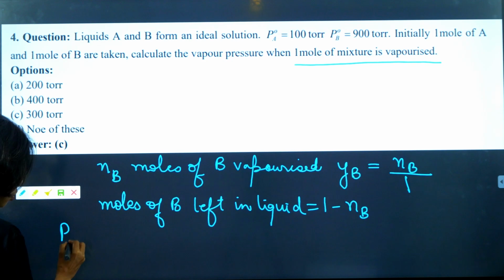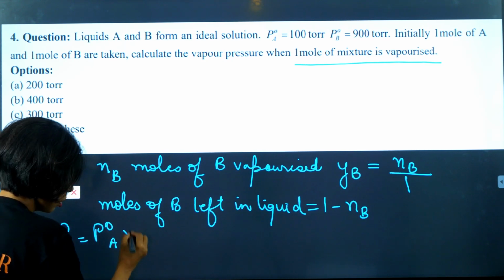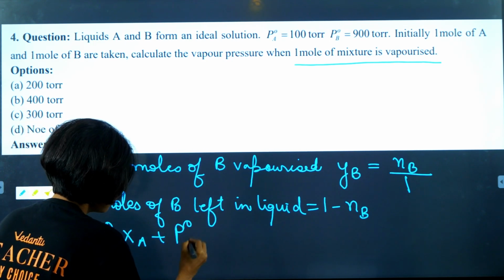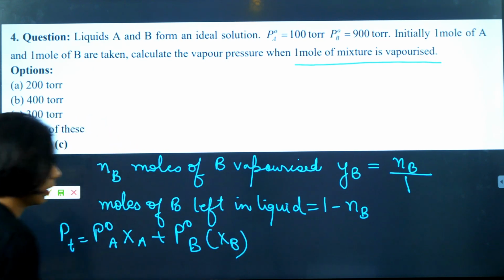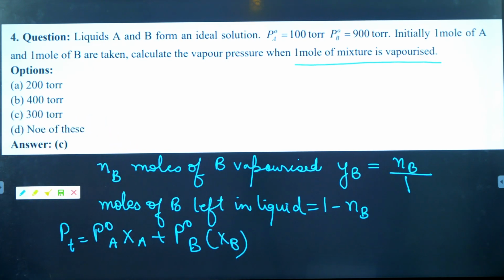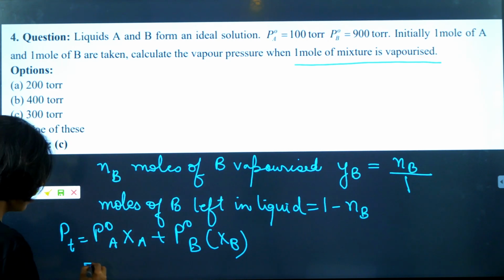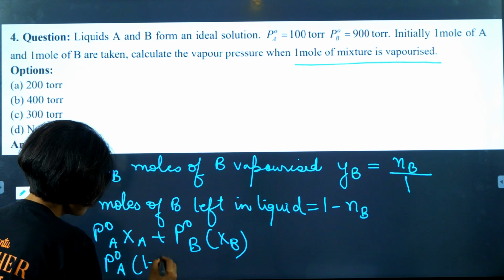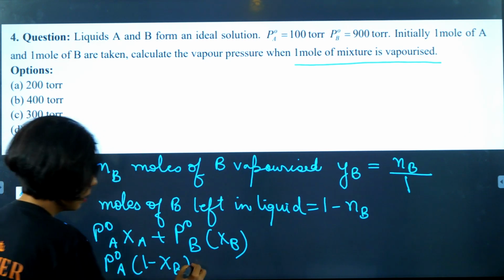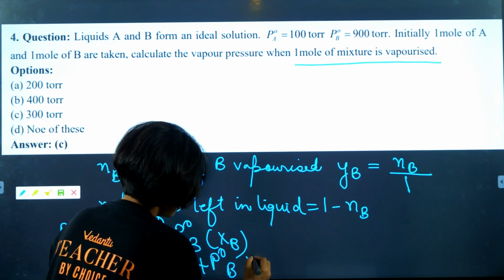Now the P total, you know, P naught A XA plus P naught B XB, by Raoult's law. This way you can write. Yes, P naught A, P naught B, XA, XB, and I am sure you are aware. How can I write XA? I can write XA as 1 minus XB, so P naught A times (1 minus XB) plus P naught B XB.